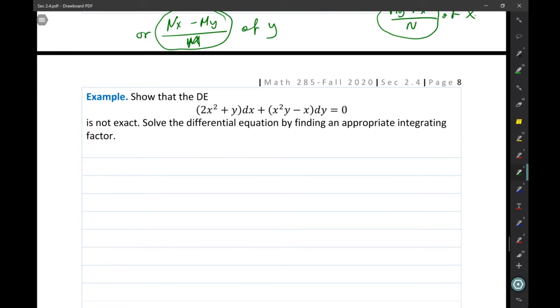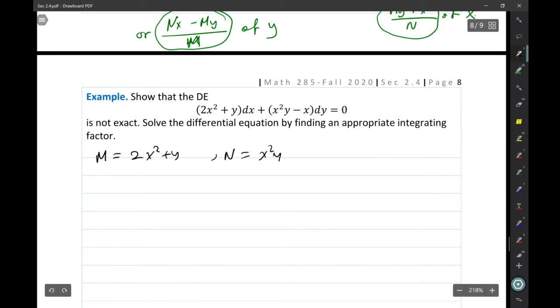Look here. I have (2x squared plus y) dx plus (x squared y minus x) dy equals 0. First of all, M here is equal to 2x squared plus y, while N is equal to x squared y minus x.